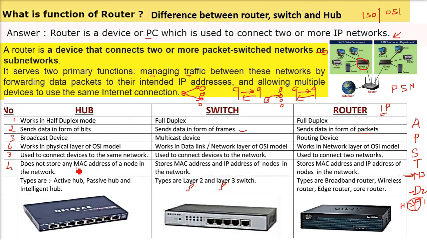The fifth one is that hub does not store any MAC. MAC is a 48-bit specific address of, say, the NIC card on your system. So hub does not store any MAC address of a node in the network. But since switch also works on network layer, and router also works on network layer, the MAC addresses and IP addresses of nodes will be stored. The types of hub are active hub, passive hub, intelligent hub. The switch can be layer 2 or layer 3 switch, and the router can be a broadband router, wireless router, edge router, or core router.